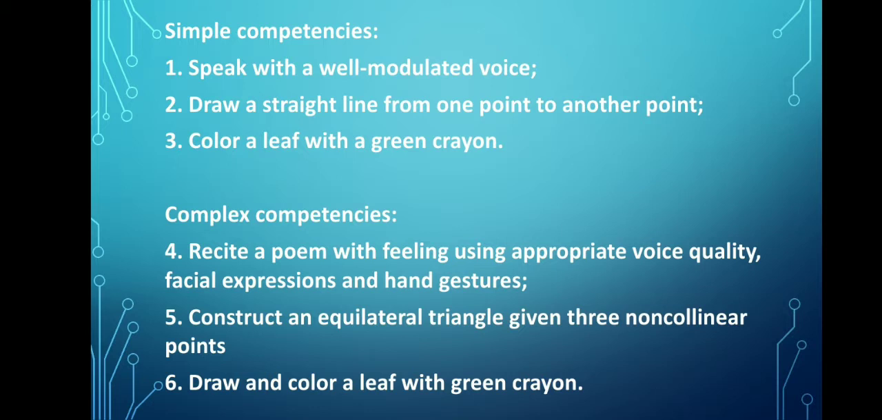We also have here a list of examples of complex competencies. First is to recite a poem with feeling using appropriate voice quality, facial expressions, and hand gestures. Next is to construct an equilateral triangle given three non-collinear points. The last is to draw and color a leaf with a green crayon. The given examples here are way more difficult or complex compared to the simple competencies, because here students are not just tasked to speak in a well-modulated voice, but rather to integrate a feeling, a voice quality, facial expressions, and hand gestures.